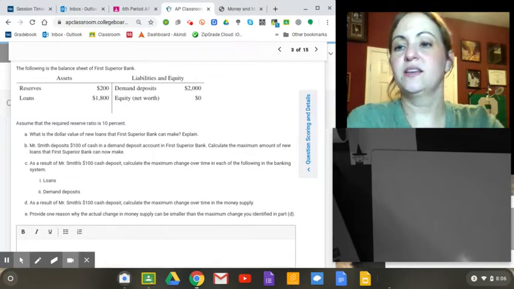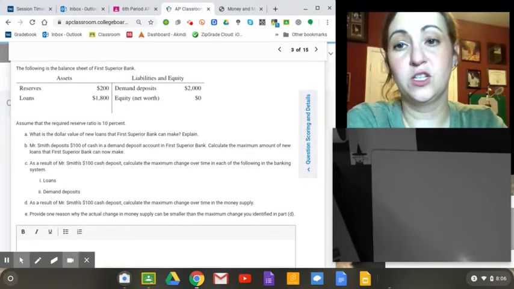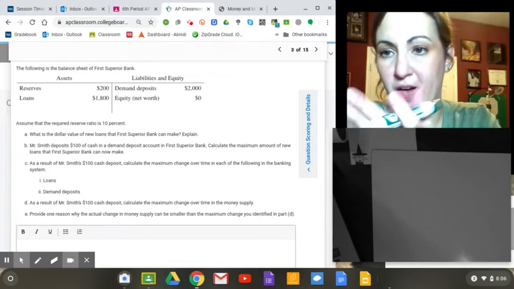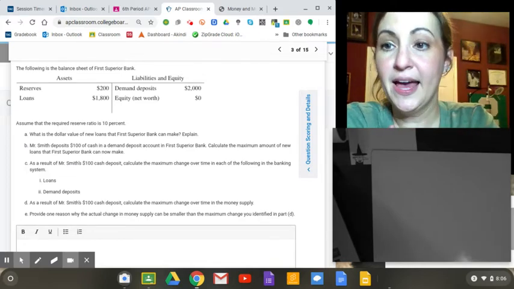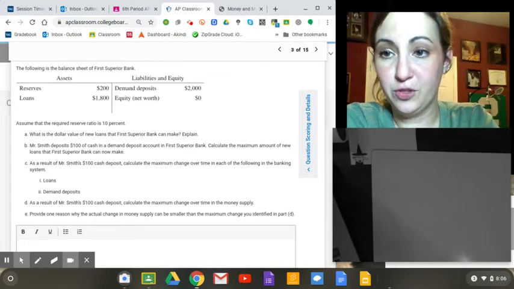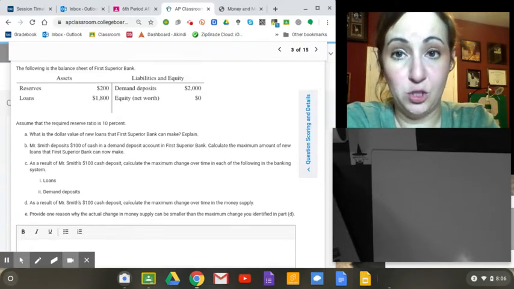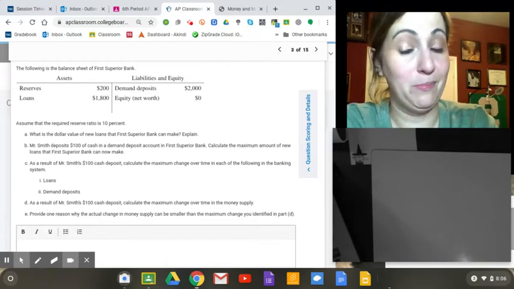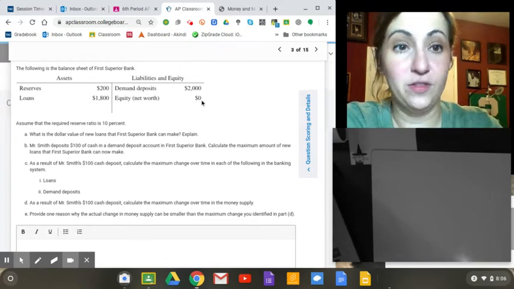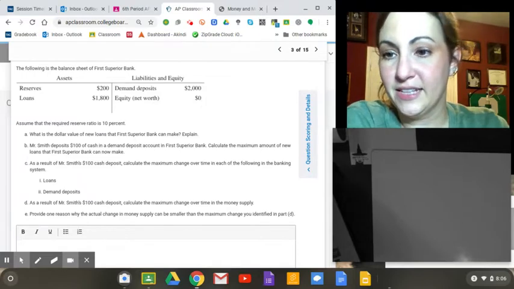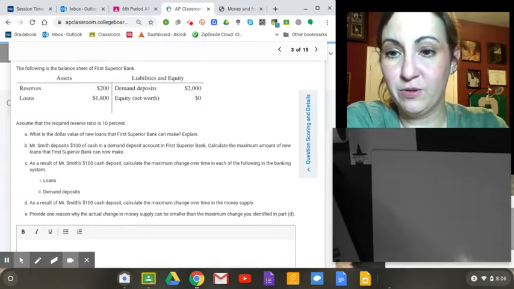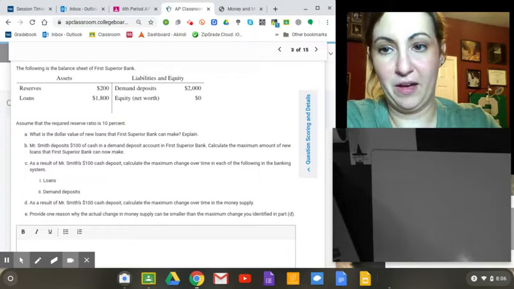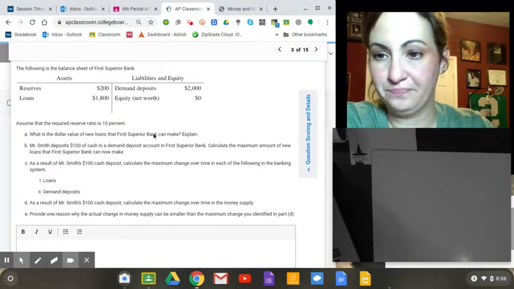Okay, it says the following is a balance sheet of First Superior Bank. So we have an asset side, liability side. Assets, it says $200 in reserves. Loans is $1,800. For demand deposits, it's $2,000. And it looks like we have a bank balance sheet that is completely balanced because our net worth is 0. Okay. It says, assume the required reserve ratio is 10%. Okay, they're giving it to us right off the bat.